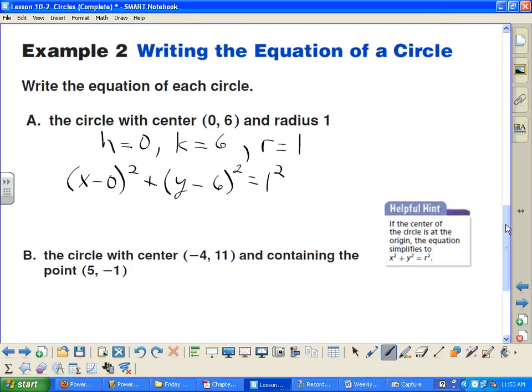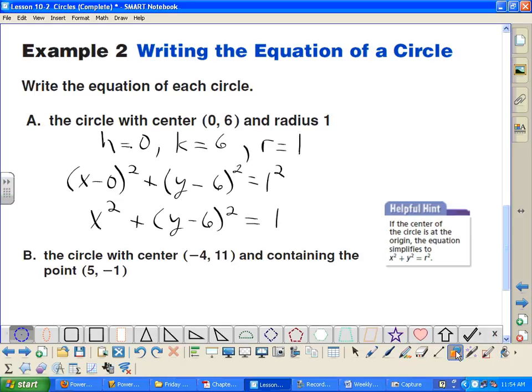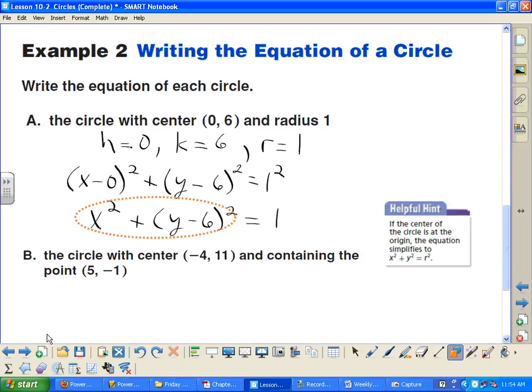Then all we need to do is simplify that. So do I need 0 here? So I can just write it as x squared, yep. So x squared plus the quantity y minus 6 squared equals 1 squared, which is 1. And that would be our equation for a circle. Okay? It's as simple as that.